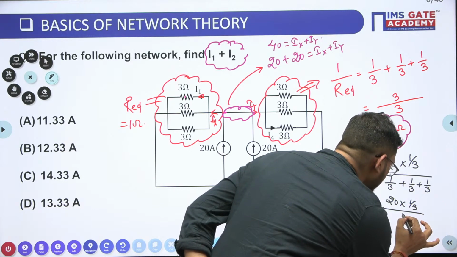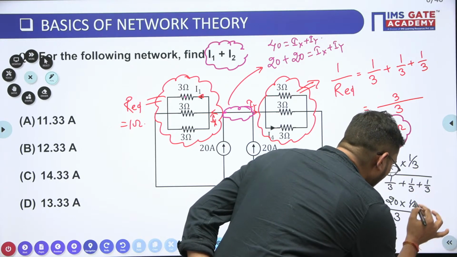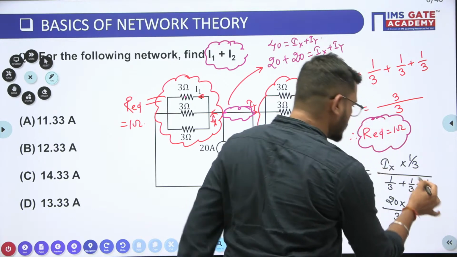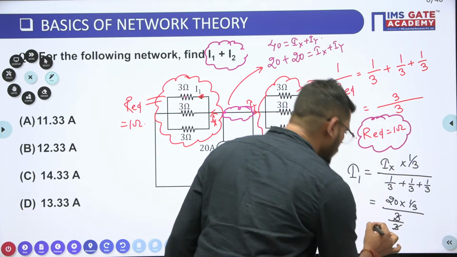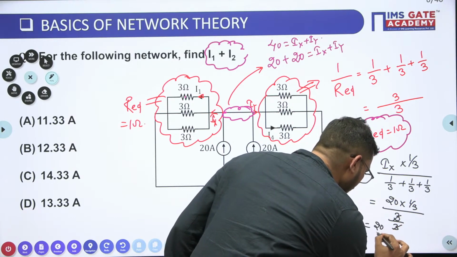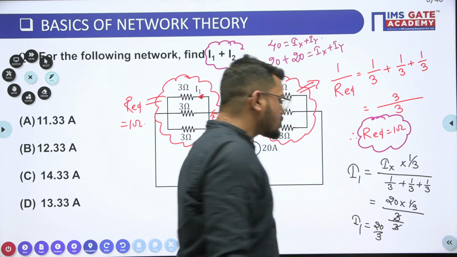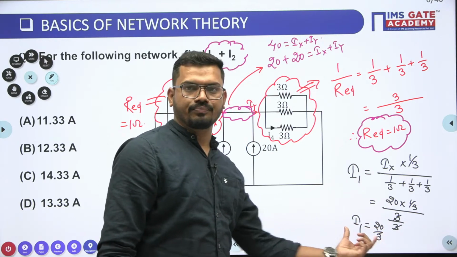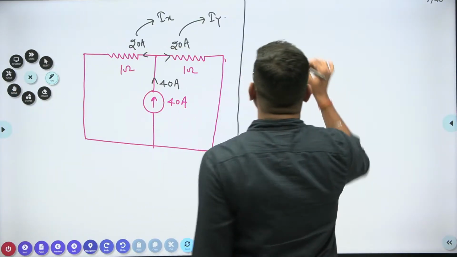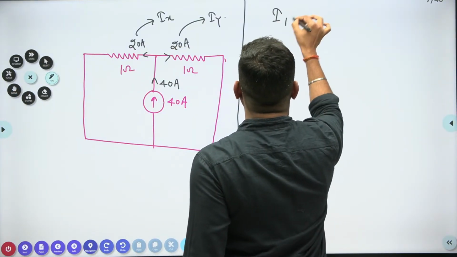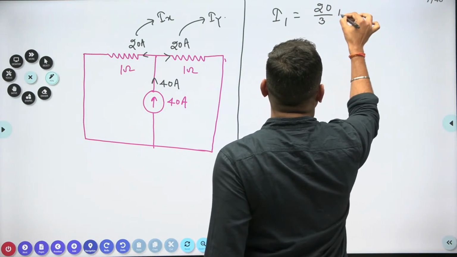So this is, the LCM is 3 now, and so this will be 1. So this is nothing but 20 by 3. So the value of I1 is 20 by 3. Okay, so here I'm writing the value of I1 is equal to 20 by 3 ampere.